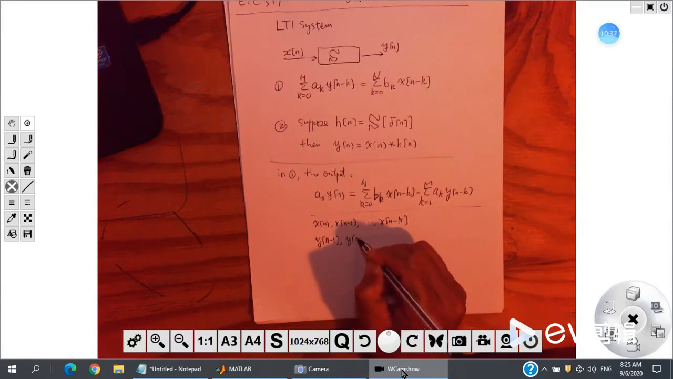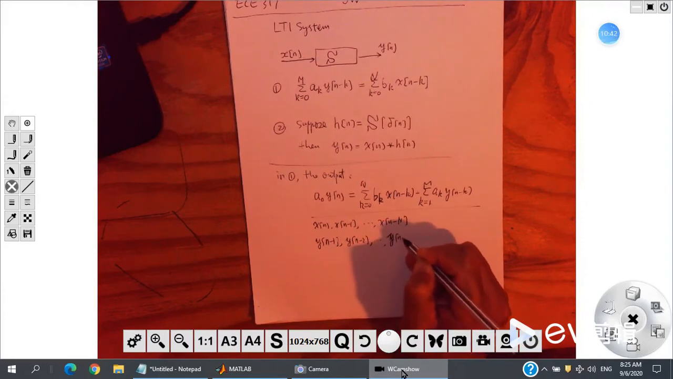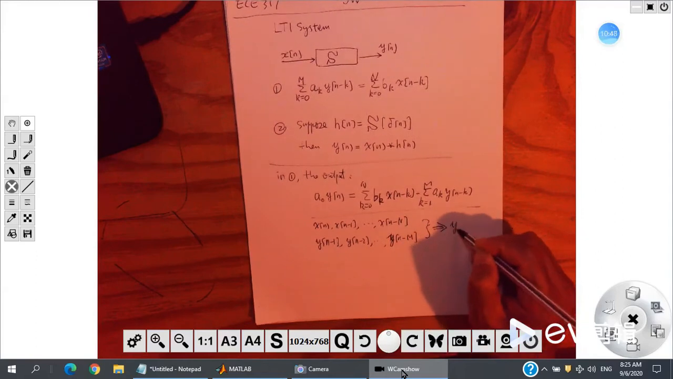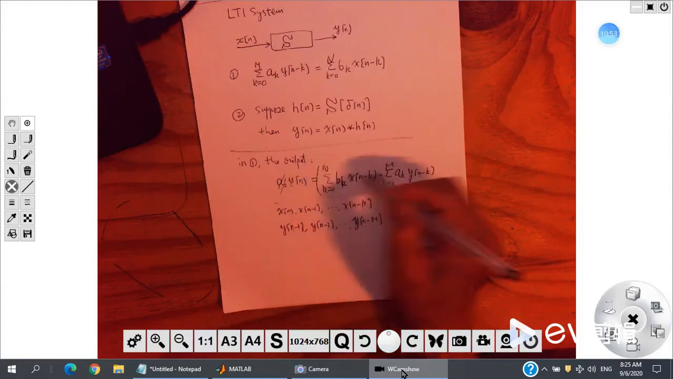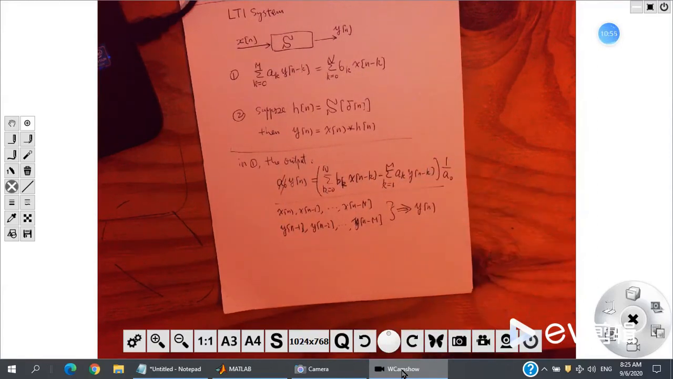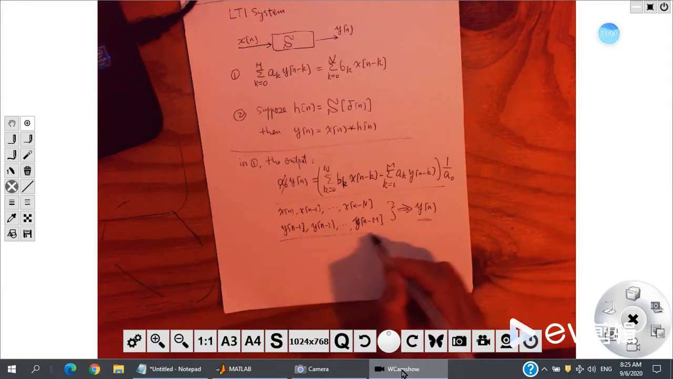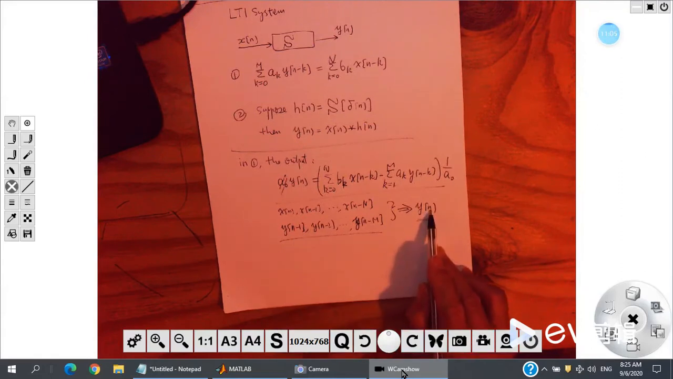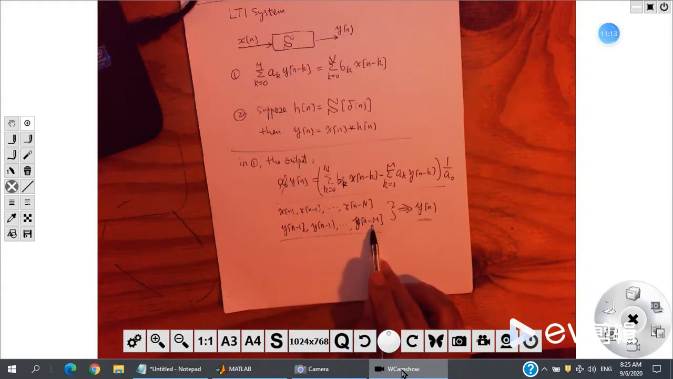Then next will be y of n minus 2, until y of n minus m. All of these, you can have y of n, right? You can move this a 0 to here. So you need to calculate y of n based on these values. This is the current value, current time n. This is one step ago, two steps ago, m steps ago, right?